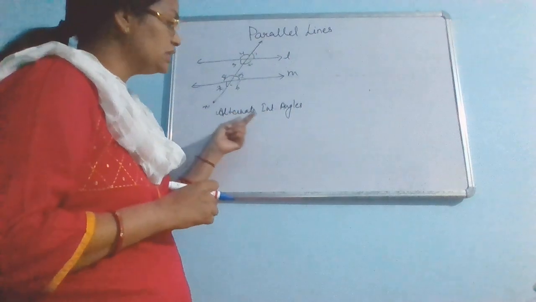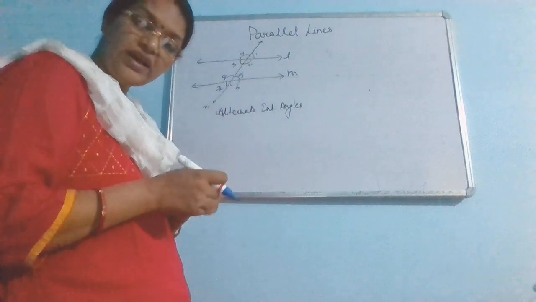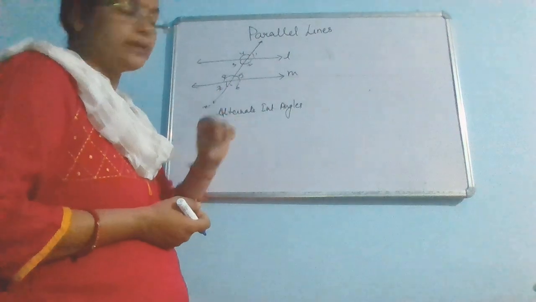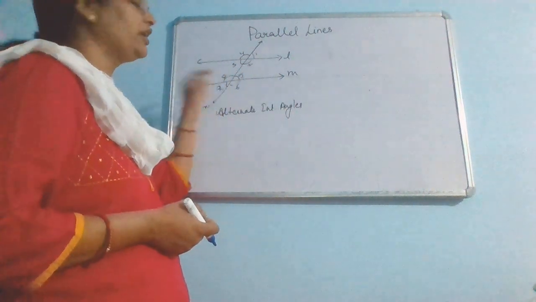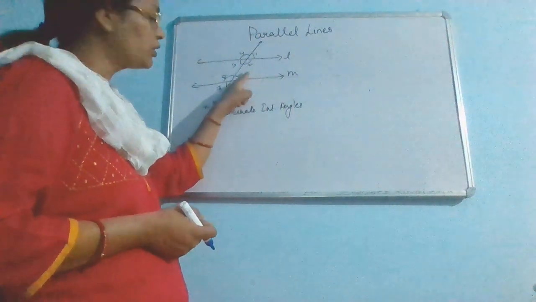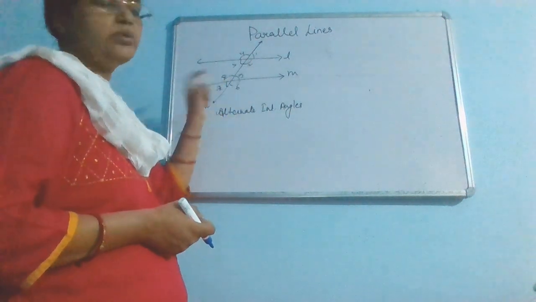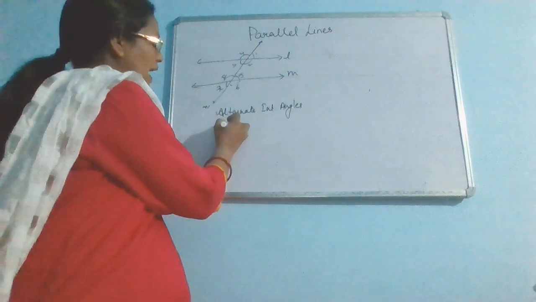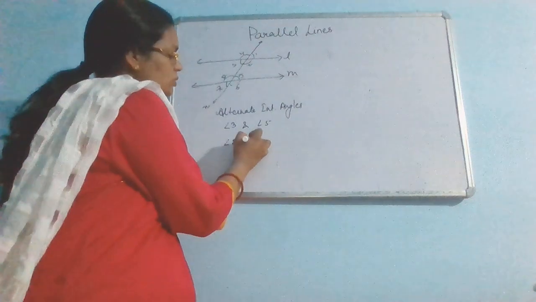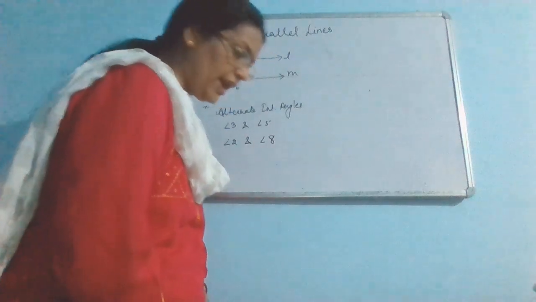So here alternate, and what we are leaving over here are angles, and interior angles. How many interior angles are there? There are 4 interior angles here: angle 2, angle 3, angle 5 and angle 8. When we start from 3, we leave one and come across 5. So 3 and 5 are alternate interior angles. Similarly 2 and 8 are alternate interior angles. So angle 3 and angle 5, and angle 2 and angle 8, these are alternate interior angles.